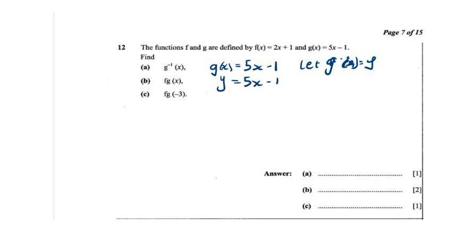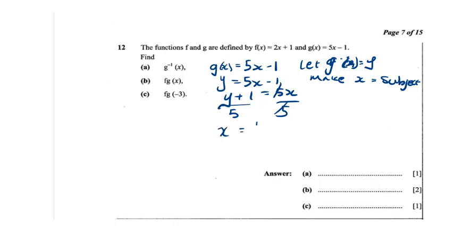And then at this point, make x the subject. So how do you make x the subject? Say y, when this 1 comes to this side, it will be positive 1, is equal to 5x over 5, because we want to remain with the x. So our x is equal to y plus 1 over 5. When you reach this point, interchange the what? The variables. What are the variables that we have? We have x and y. So where there is x, you put a y. Where there is y, you put an x.